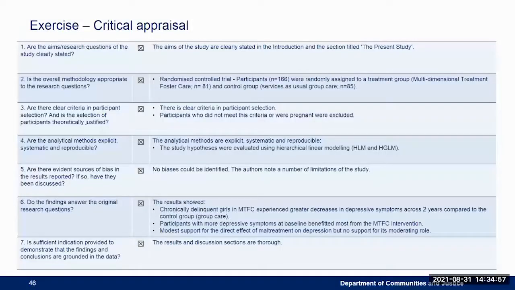The study showed a random difference in baseline levels of depressive symptoms. So the treatment group, the girls that received the multidimensional treatment foster care, or Treatment Foster Care Oregon program, actually had higher mean depressive scores at baseline than the other group. Now, I don't see this as a huge problem. If this had been a quasi-experimental design where there wasn't random allocation of girls to either the treatment group or the control group, then I would think this would be a huge bias. But because they were randomly assigned, I think this is not a huge issue of concern.